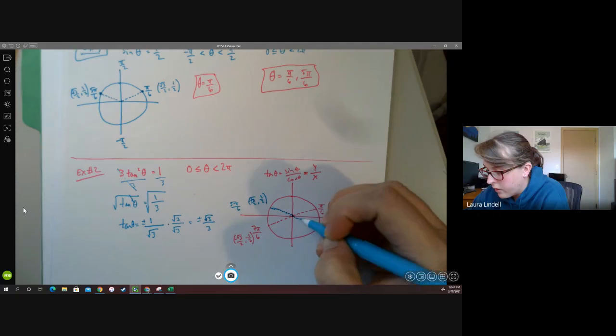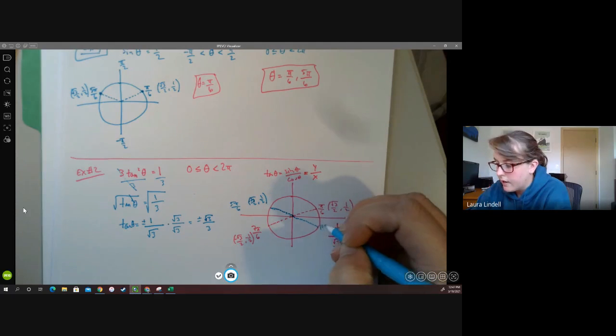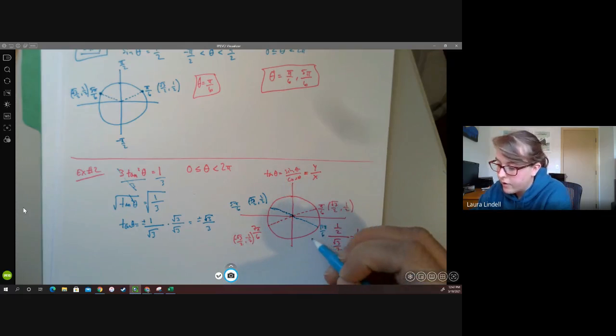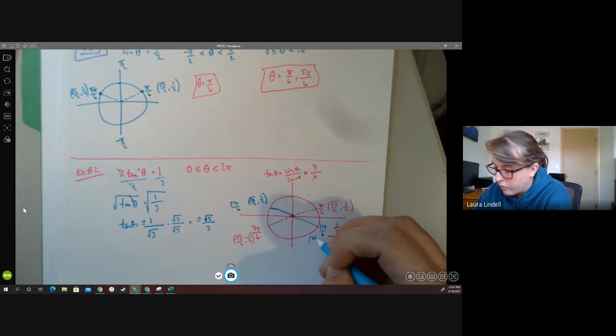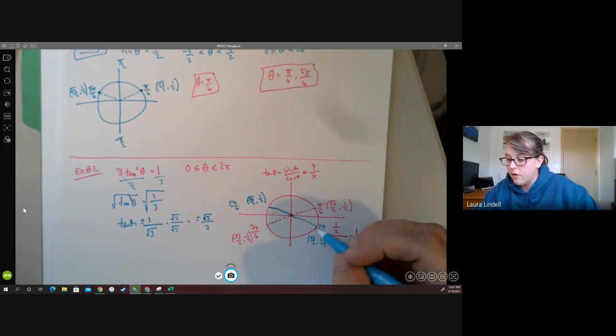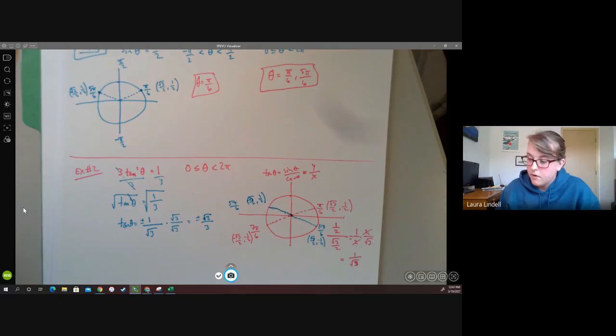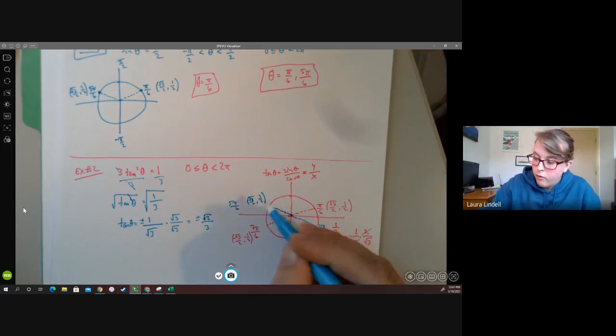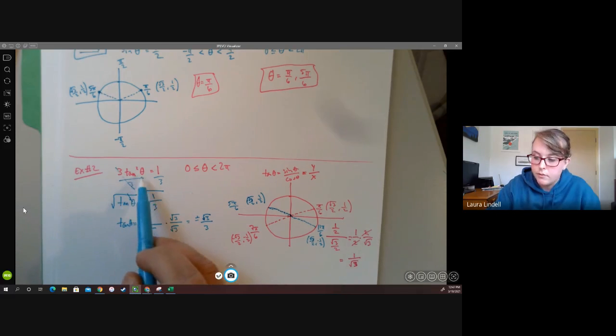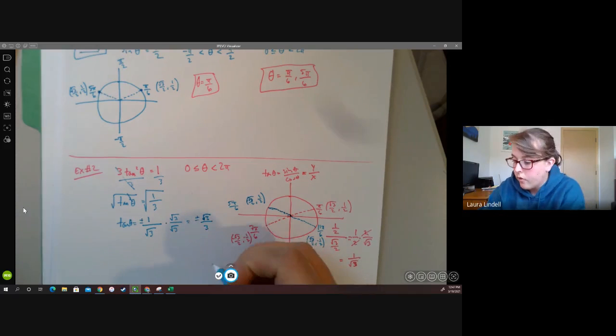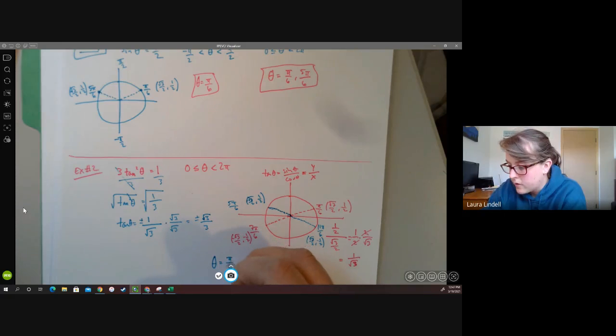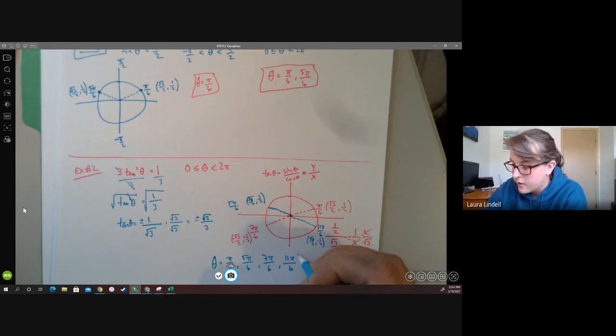And then following that across the unit circle here, at 11 pi over 6, we also have the coordinate root 3 over 2, negative 1/2. And so that's also going to give us a tangent value of negative root 3 over 3. So all 4 of these will be solutions to 3 tangent squared theta equals 1. So our solutions will be theta equals pi over 6, 5 pi over 6, 7 pi over 6, and 11 pi over 6.